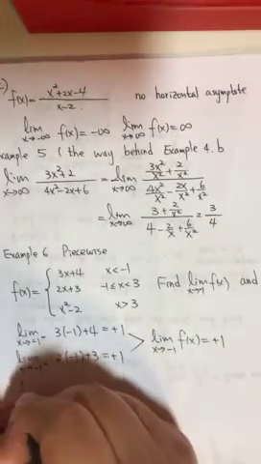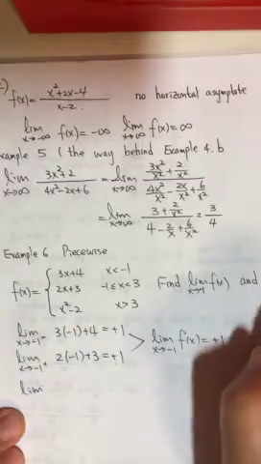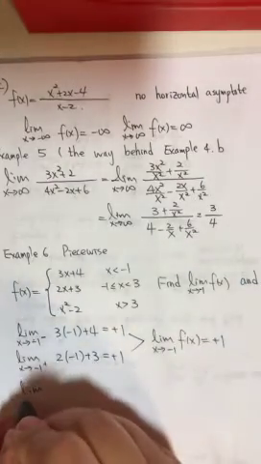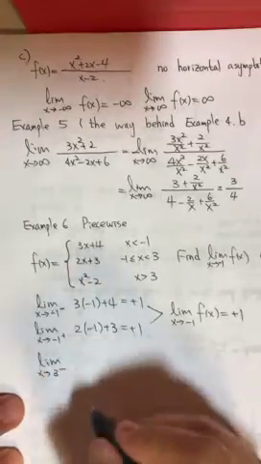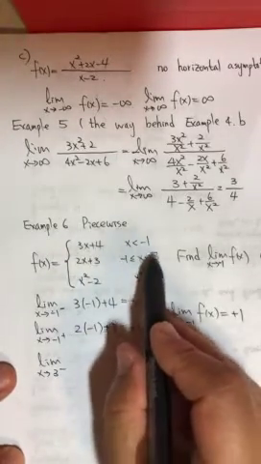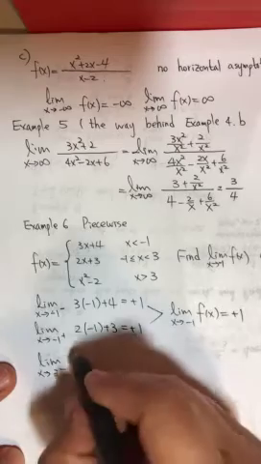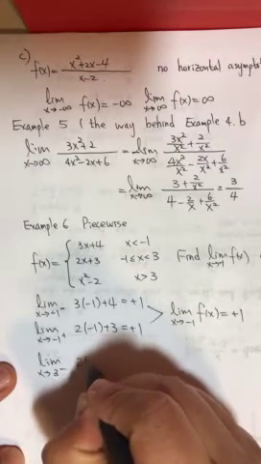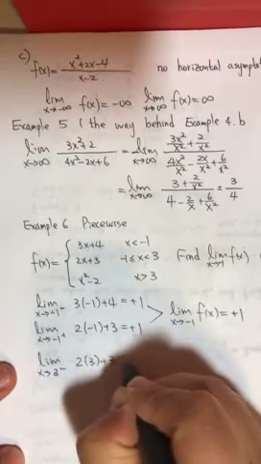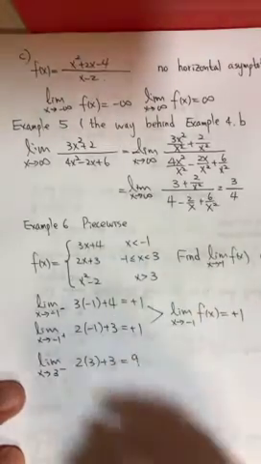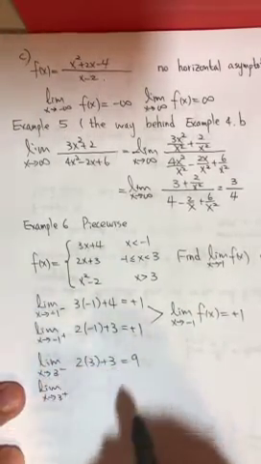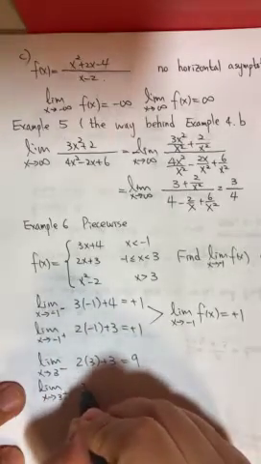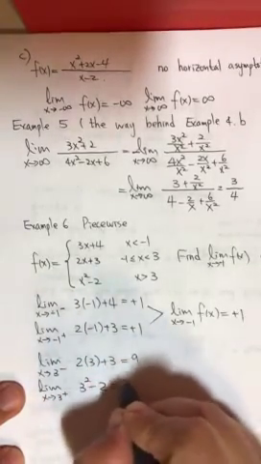How about the one that approaches 3? I'll do the same thing. As x approaches 3 from the left-hand side, anything for the left-hand side, I will have to plug into this one. 2 times 3 plus 3, which is 9. From the right-hand side, 3 squared minus 2, which is 7.